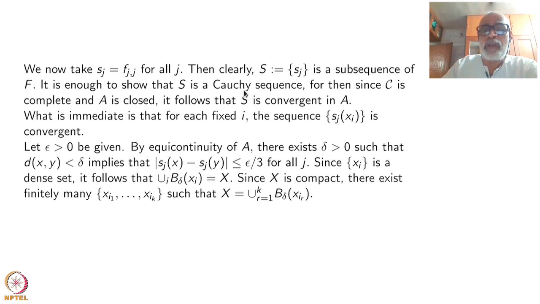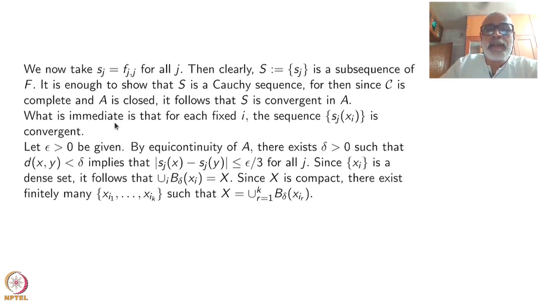So let us not bother about that much. All that I want to show is that inside the metric space that we are working in, namely inside C, this sequence is a Cauchy sequence. Then, since C is already complete, which we have already proved, and A is also closed, the limit which exists because C is complete will be inside A. So we have found a subsequence which is convergent inside A. Starting with any such sequence, a convergent subsequence inside A will prove that A is compact.